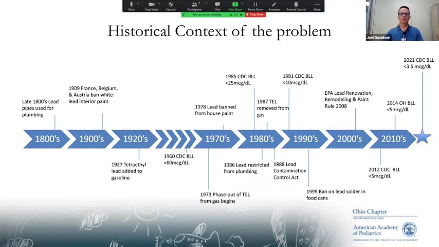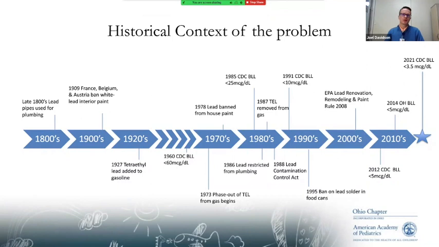So the problem of lead exposure has actually been a problem for a really long time. Back in the late 1800s, lead was an issue, maybe even before the early 1800s, but even in Roman times with the building of some of the aqueducts that moved water, and some people postulate that lead may have had something to do with even the fall of the Roman Empire.